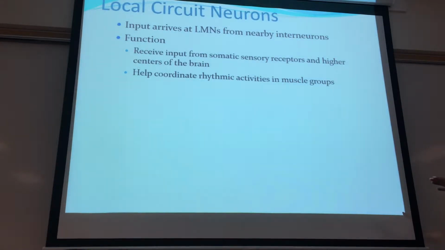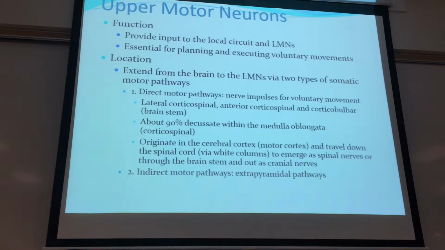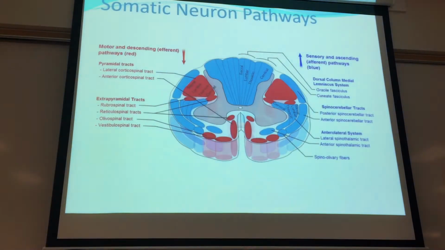We talked about the local circuit neurons. Local circuit neurons are the ones that recruit other motor neurons to perform an even bigger action, and I'll talk about that in our reflexes. Upper motor neurons are from the motor cortex down to the lower motor neurons, and then you'll see the pathways that travel back and forth.